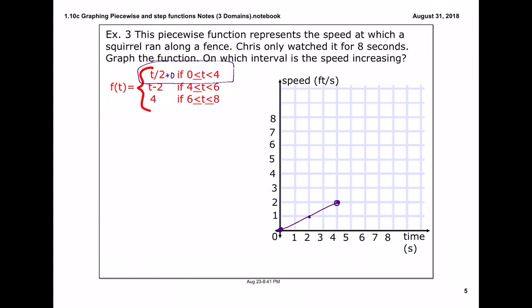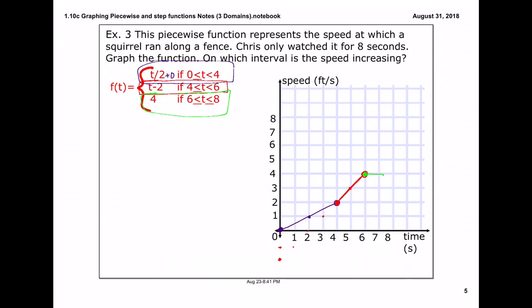Our second piece is t minus 2, so our slope again is up 1 over 1, but we start at negative 2. So if we go up 1 over 1, up 1 over 1, up 1 over 1, up 1 over 1. From 4 seconds to 6 seconds, including 4 seconds, but not including 6 seconds, the squirrel ran at this rate. Looking at our last piece, we have just including 6 to 8.